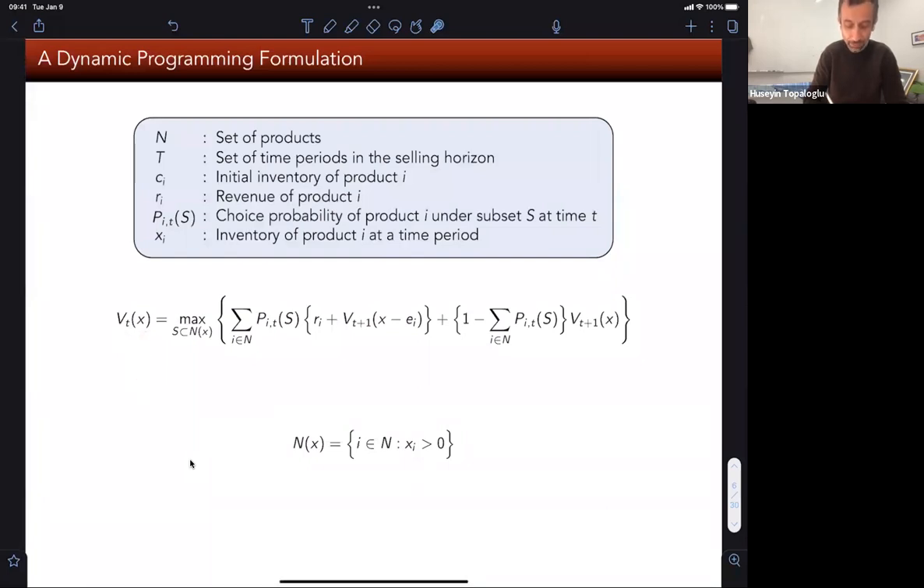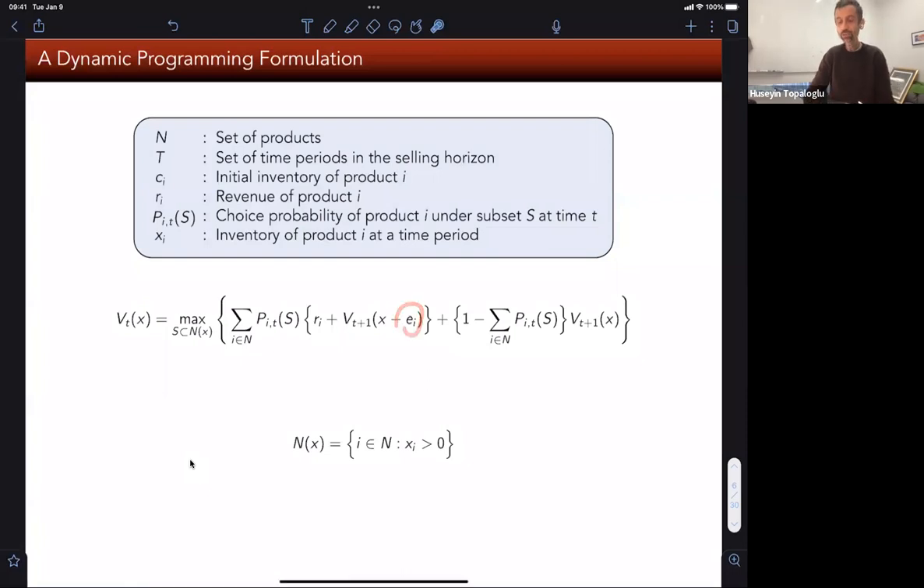So this X is a high dimensional vector. Component i is keeping track of the remaining inventory for product i. And I'm computing the total expected revenue to come starting from time period t with the inventory vector x. If I offer the assortment S of products, this is the probability that the customer arriving at time period t purchases product i. If she purchases product i, we're making a revenue of r_i. And now we're going to walk into the next time period with one less unit of capacity for product i.